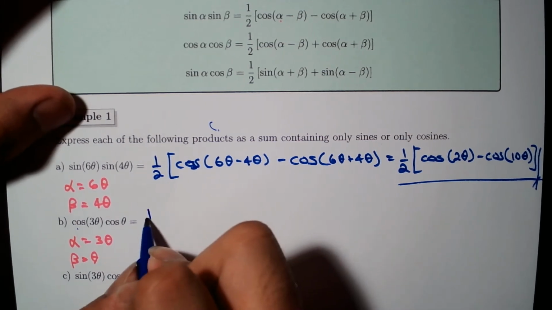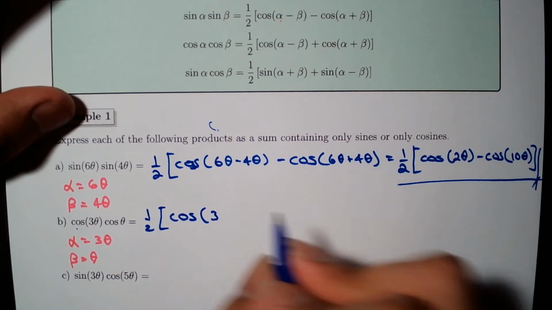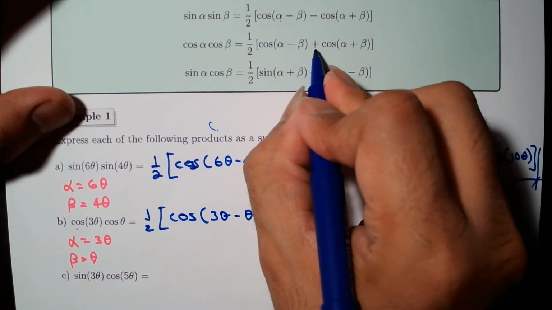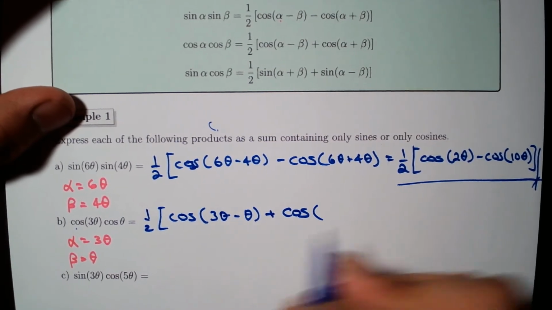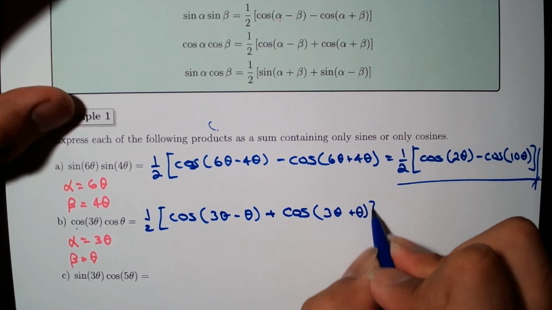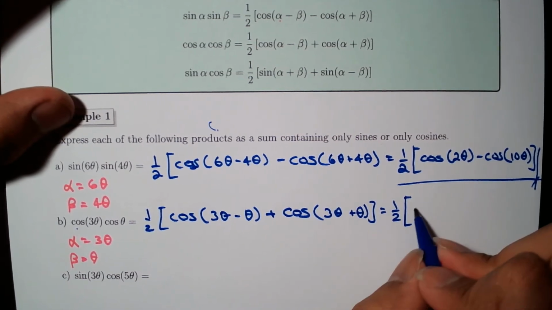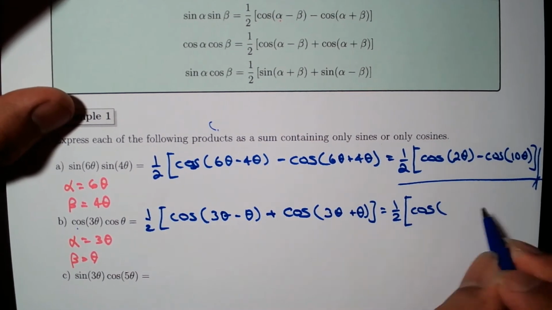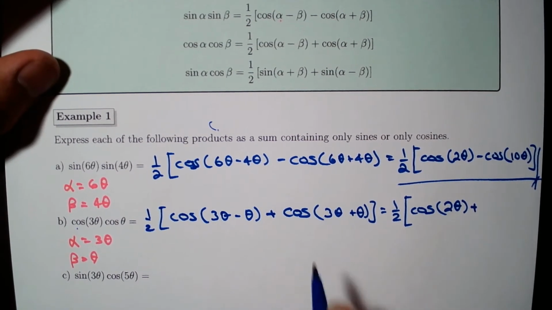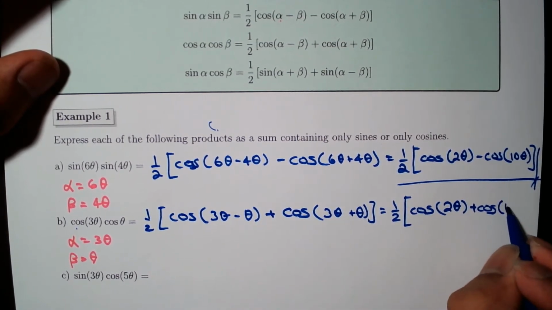So 1/2 cosine of, in this case, 3 theta minus theta, plus, because of this plus, cosine of 3 theta, which is alpha, plus theta, which is beta. And 1/2 cosine of 3 minus 1, that's 2 theta again, plus, in this case, cosine of 3 plus 1, that's 4 theta.